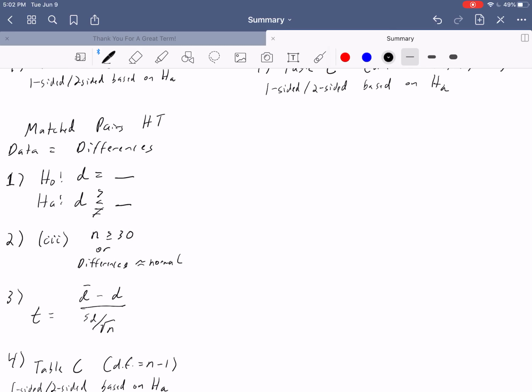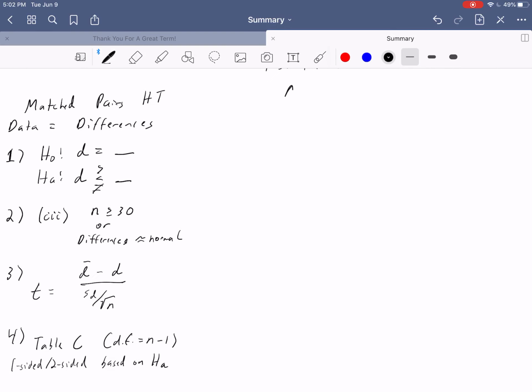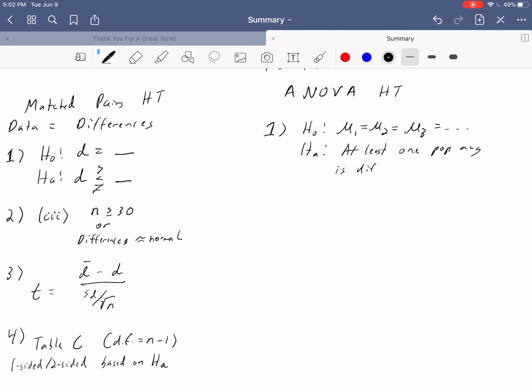Then the last one that we discussed for quantitative information was the ANOVA hypothesis test. Here, the null is going to be that every population average is equal. Remember, there's going to be at least 3, perhaps more. And the alternate is that at least one population average is different. Remember that the ANOVA hypothesis test is an example of a global hypothesis test, meaning that its alternate doesn't say what that difference is, it just says that there is a difference.